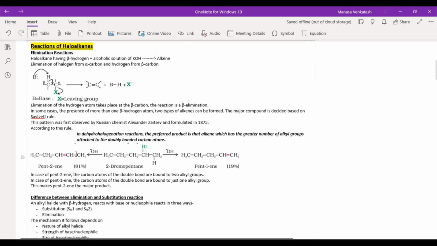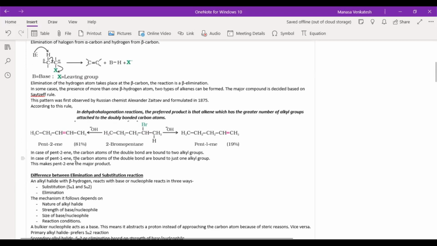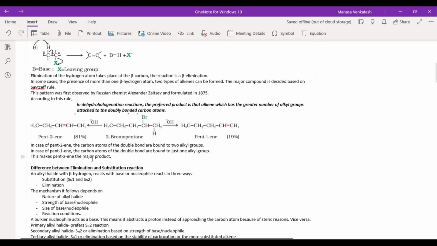I think I learned the reason for the same when I was doing my master's in organic chemistry. So this is the rule. And remember, the more substituted alkene is the major product. So pentene, that's what is written over here. Pentene is the major product.